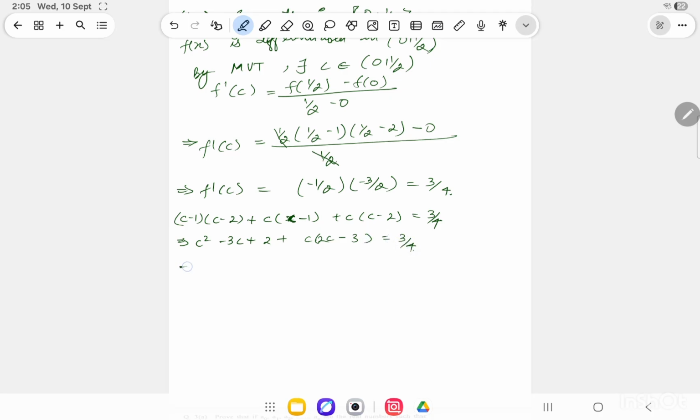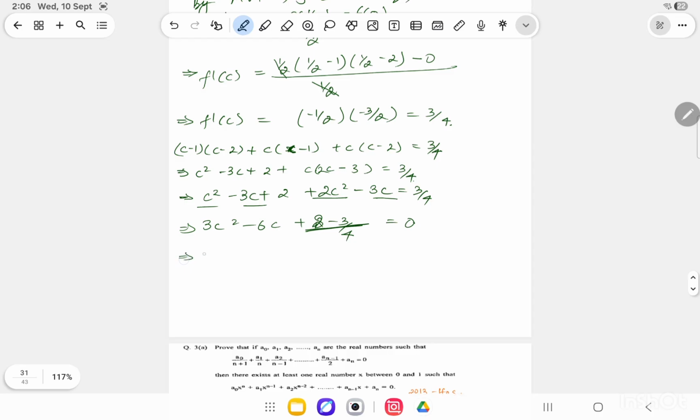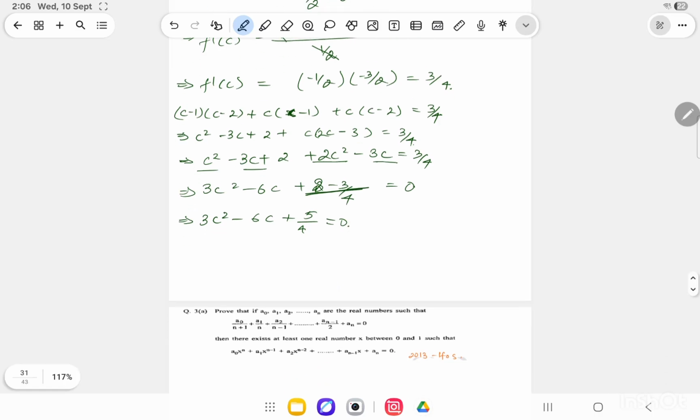On simplifying, I'll get c² - 3c + 2 + 2c² - 3c equals 3/4. So this is 3c² - 6c + 2 - 3/4 equals 0. From here I got 3c² - 6c + 5/4 equals 0, that is 12c² - 24c + 5 equals 0.